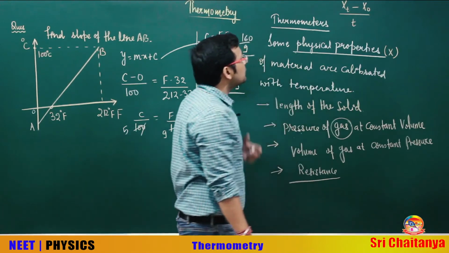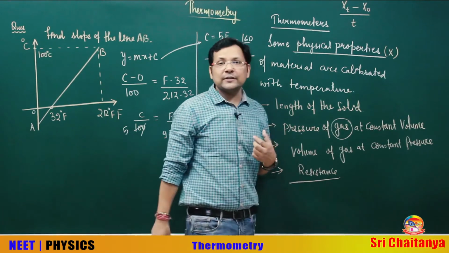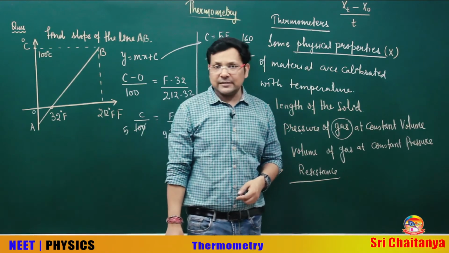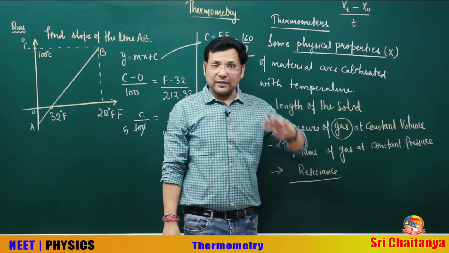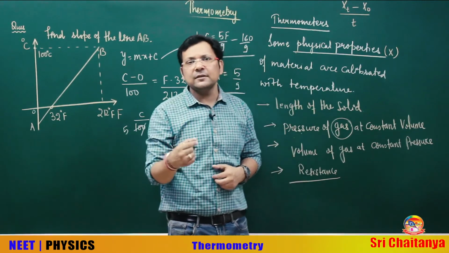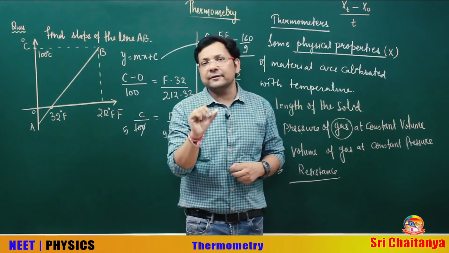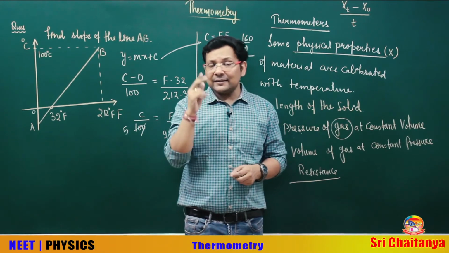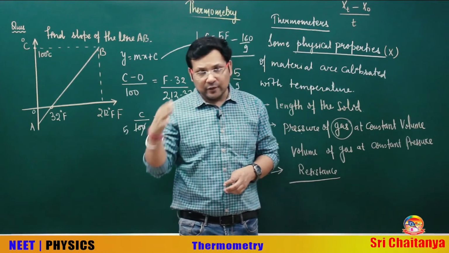So, difference in physical property per unit temperature change. X naught is the physical property at 0 degrees Celsius. There we have calibrated that. Suppose mercury in a mercury thermometer at minimum temperature, that is 0.05 millimeter. So that length of mercury is called x, and that x will be different at different temperatures.